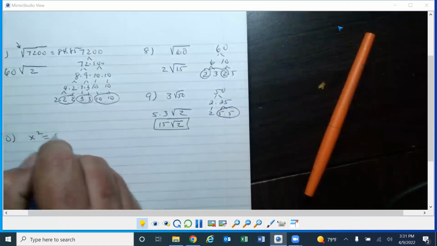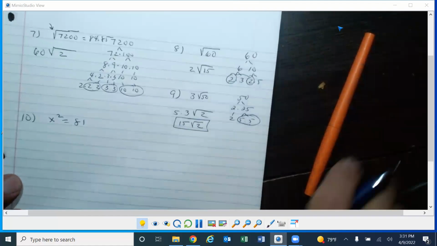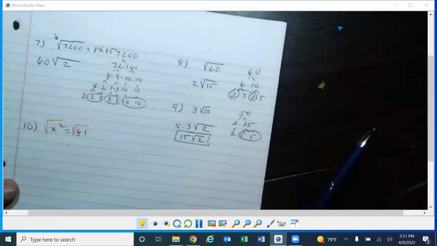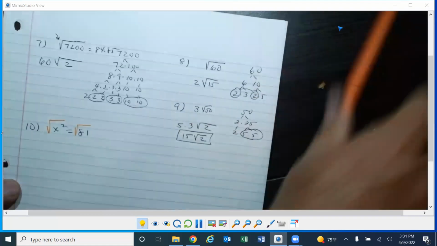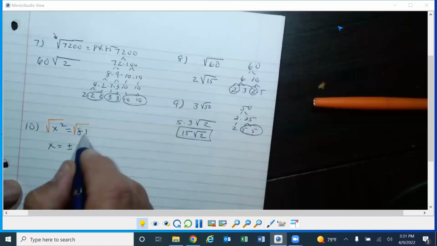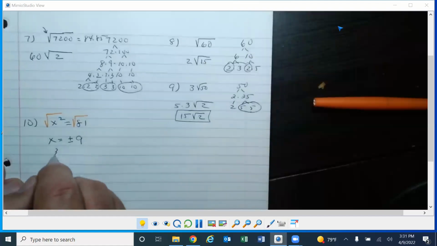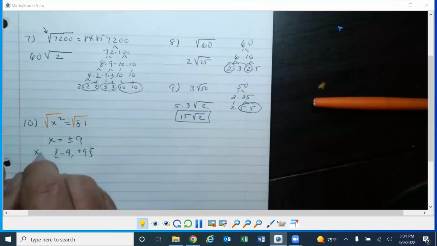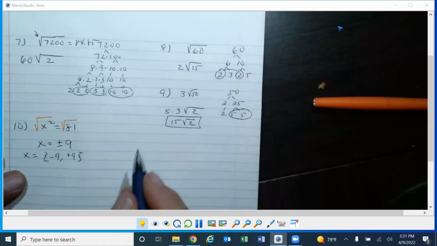X squared equals 81. Remember this, we take the square root because it's a square, take the square root to both sides, and these are going to cancel each other out. So it's going to be X equals plus or minus, and what times what gives me 81? 9. So my 2 answers are -9 and +9. That's my X-intercepts.